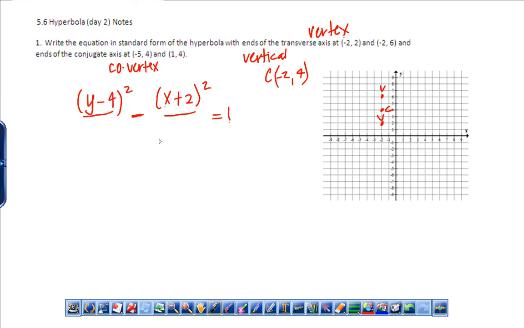Now we just have to find our a and b values. It looks like your a, we can go ahead and see that's going to be a difference of 2. So if a is a difference of 2, remember a is always first, so this is going to be 4. If we plot our co-vertex, that's going to be negative 5, 4. And I don't even have to plot my other one because then I can get my difference here. And this is 1, 2, 3. So if b is 3, then b squared is going to be 9 here. And there's my equation.